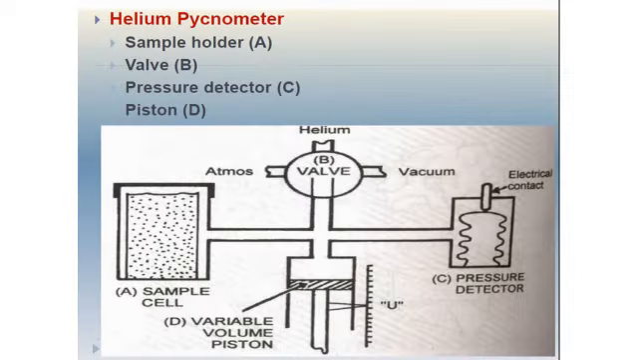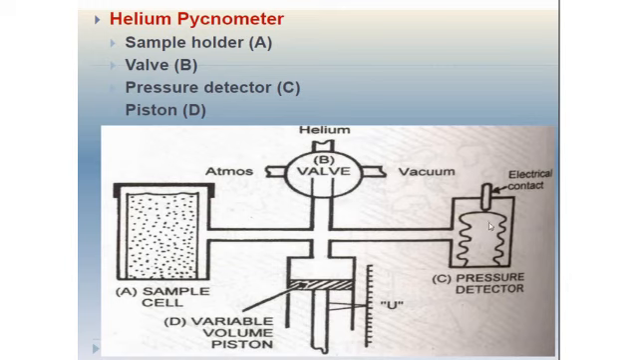Now this is the helium pycnometer. In this pycnometer, just see, we have four different parts: A, B, C, and D. A is the sample cell. Here the sample will be introduced, right? B is the valve. In this valve we have three connections. One connection is for helium gas. Helium gas will be entered. This is for atmospheric air, and this is connected with the vacuum.